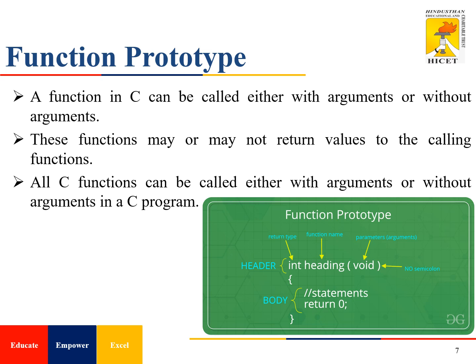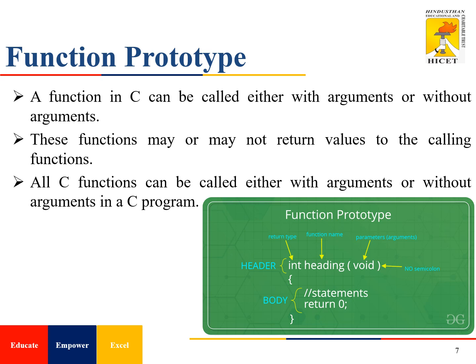The function in C can be called either with argument or without argument. We can pass any argument. In the previous example, we just passed some arguments like 10, 30, right? It is called an argument. In a C function, we can call a function with argument or without argument. Maybe it returns a value, or maybe it does not return any value. So all C functions can be called either with arguments or without arguments.